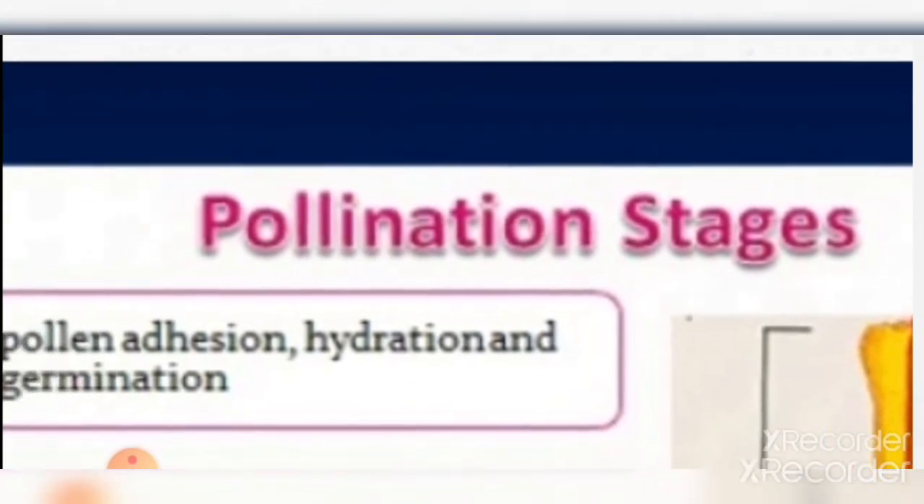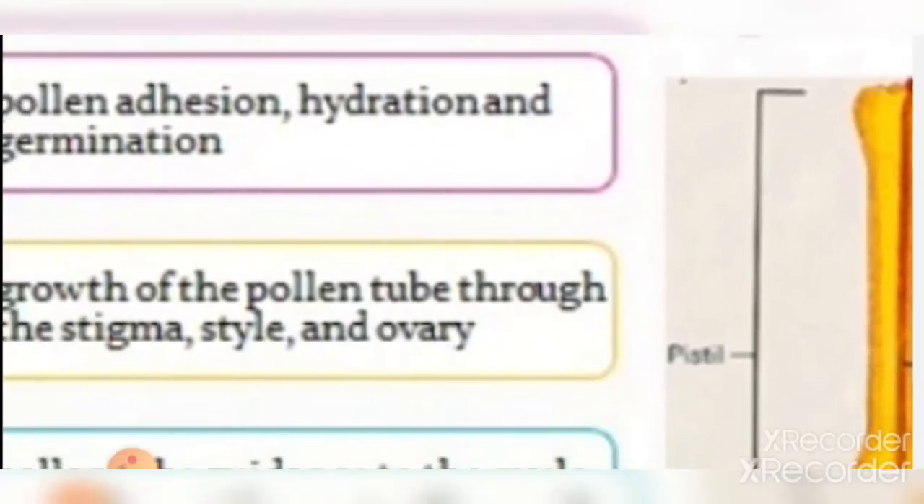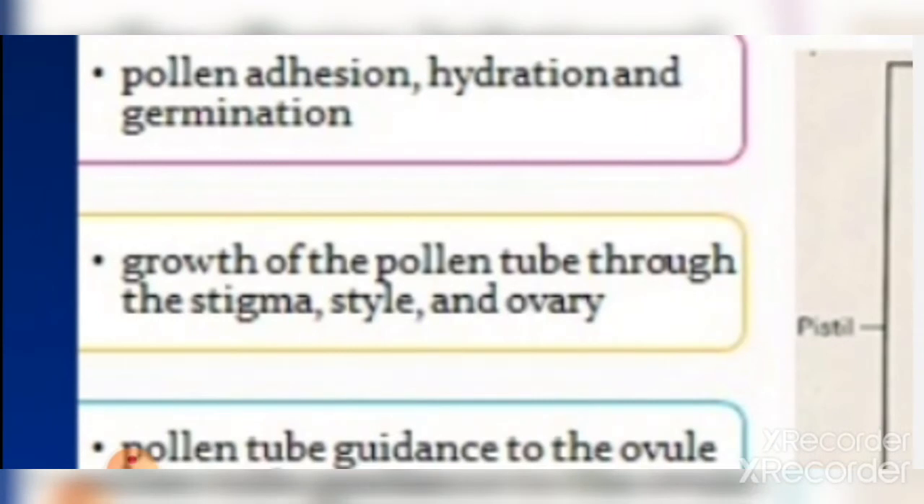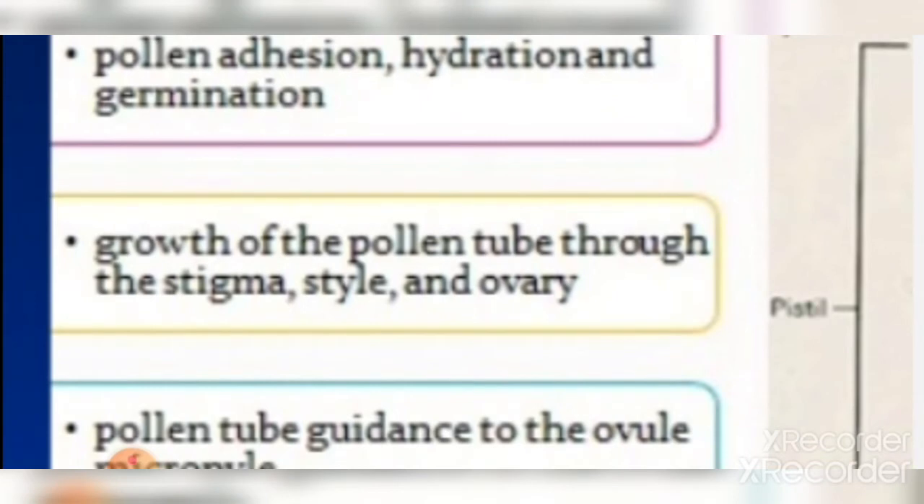Now, my dear children, what is said to be the pollen tube and what does the pollen tube consist of? Now let us see here. Now pollination stages are there. You can see that first, as I said, the pollen adhesion, hydration and germination start, and then the growth of the pollen tube through the stigma, then style, and then the ovary. So these are the steps through which it passes.